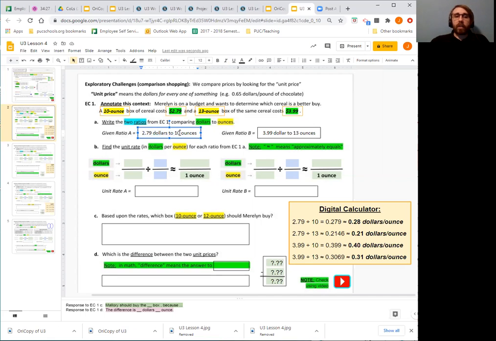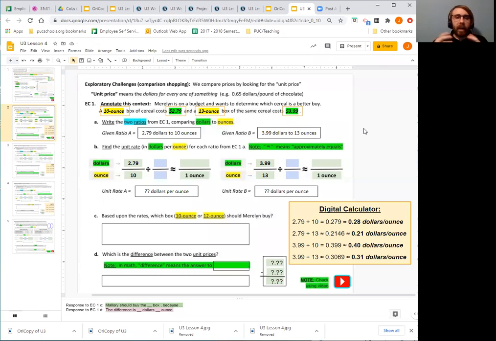$2.79 to 10 ounces. And then for ratio B, you should have seen that the 13-ounce box costs $3.99. And so the ratio is $3.99 to 13 ounces. Once again, I'm going to ask you to pause the video and attempt to set up the rates. You don't need to completely finish all of part B, but try to get as much done as you can before you unpause the video.